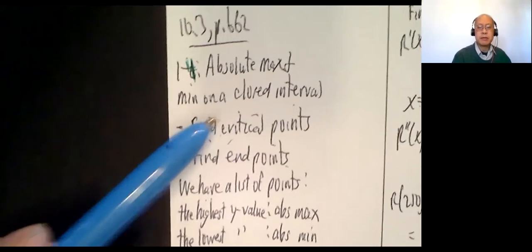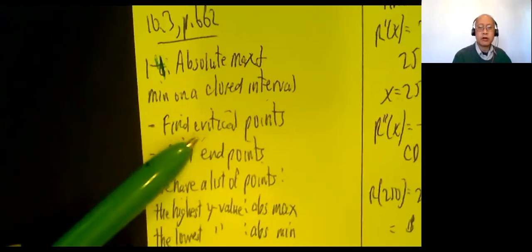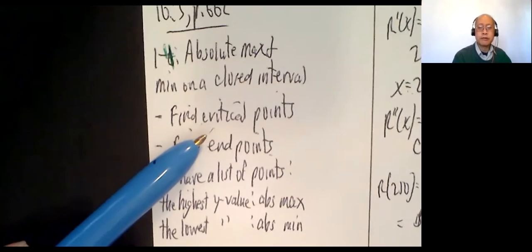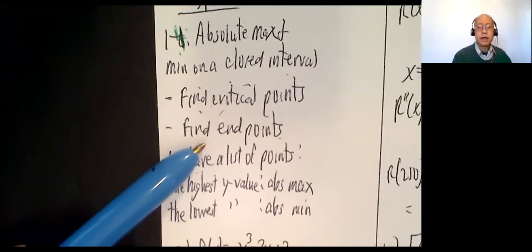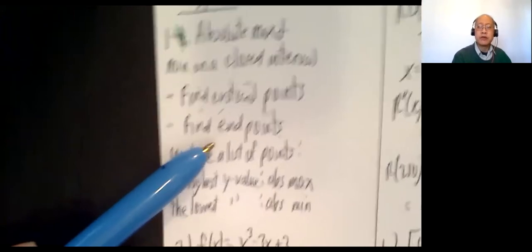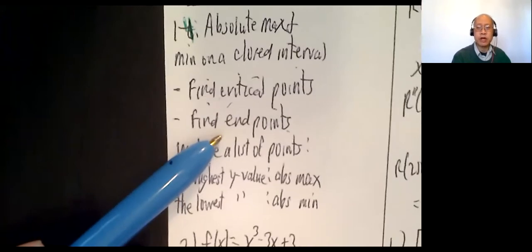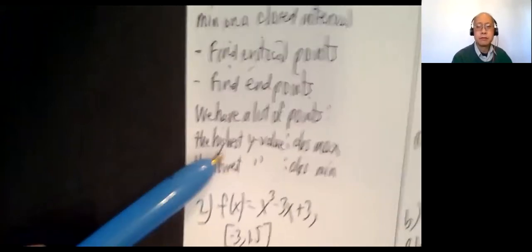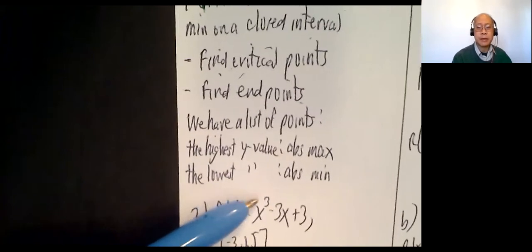Find absolute maximum and minimum on a closed interval. Find all your critical points. Set the derivative equal to 0. And find the endpoints. They will give you the X coordinates of the endpoints. You have to plug in to find the Y coordinates. So from that list of points, just look at the Y values. The highest is the absolute max, lowest is absolute min.